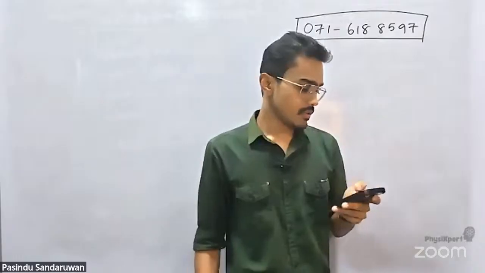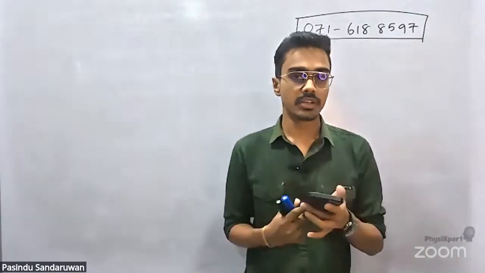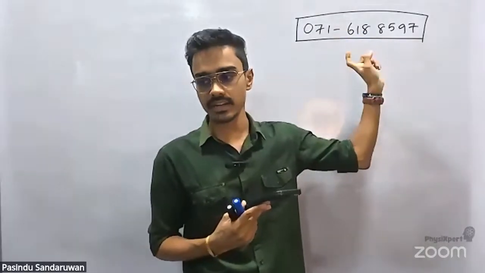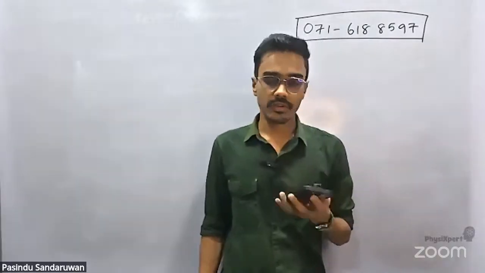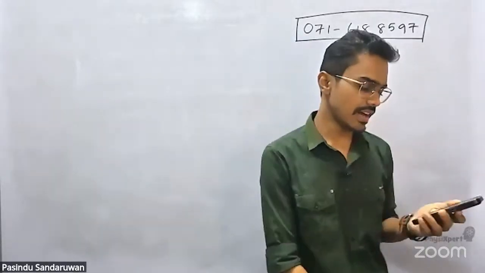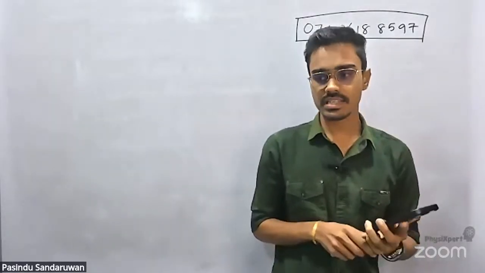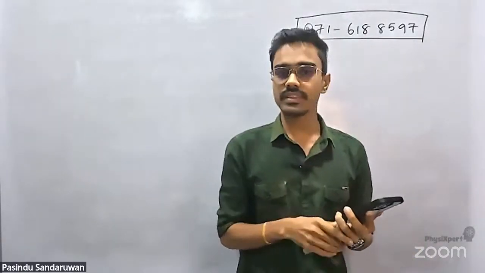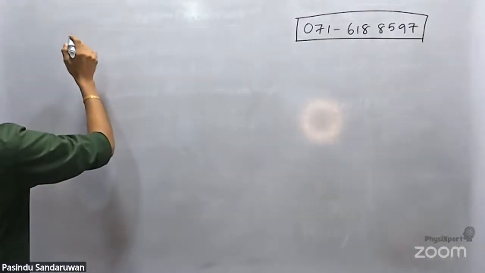Let's start. First one: the SI unit of coefficient of viscosity. Repeating again, if there's anyone who didn't get the paper yet, drop a message to this number. For viscosity we have 3 equations: Newton's equation, Stokes equation, and Poiseuille's equation. You can use any of the equations and get it done.